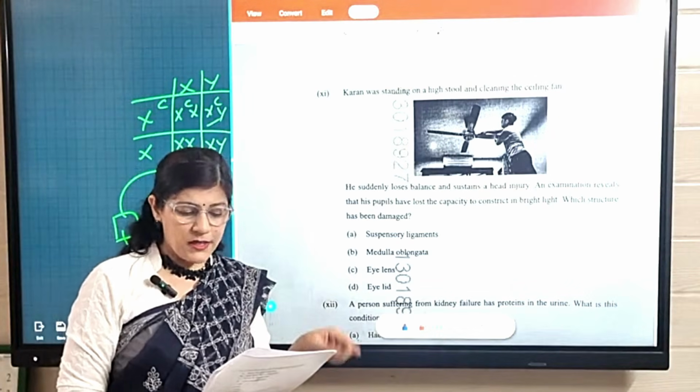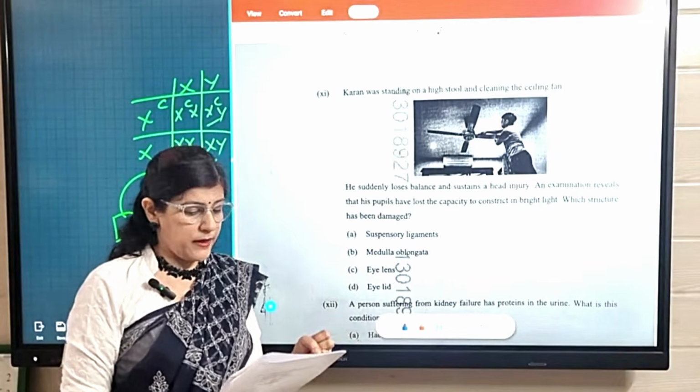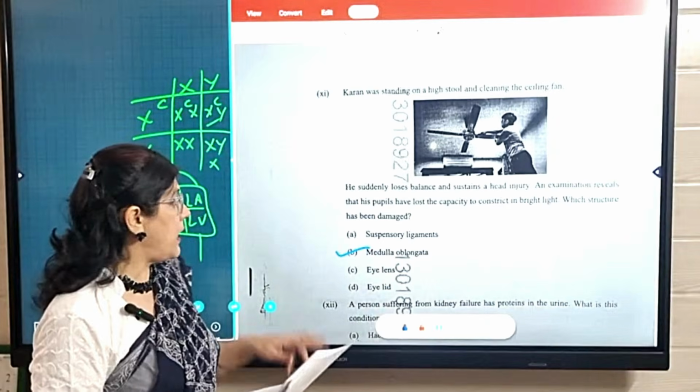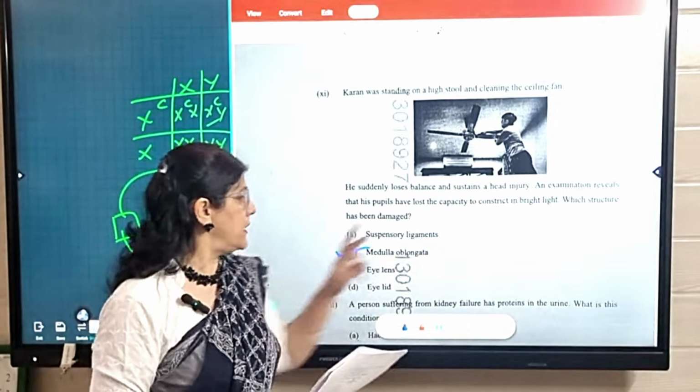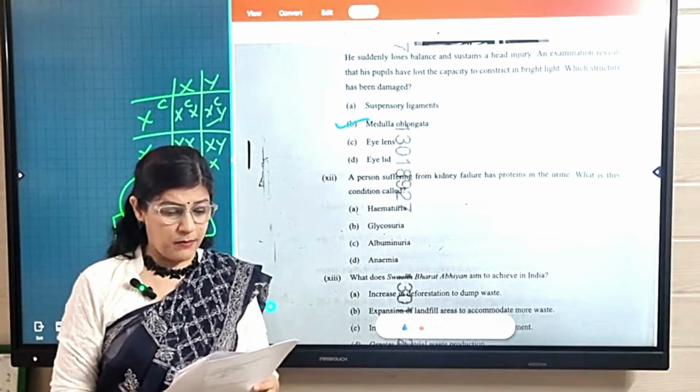So suspensory ligaments and eye lens. These are related with accommodation only. You can say focusing of light. So हमारा medulla oblongata injure हुआ है क्योंकि इंजरी जो है वो आपके साथ लिखा है ना हेड इंजरी, तो मेडुला oblongata हुआ है जिसकी वजह से वो आंखें सही से काम नहीं कर पा रही हैं.